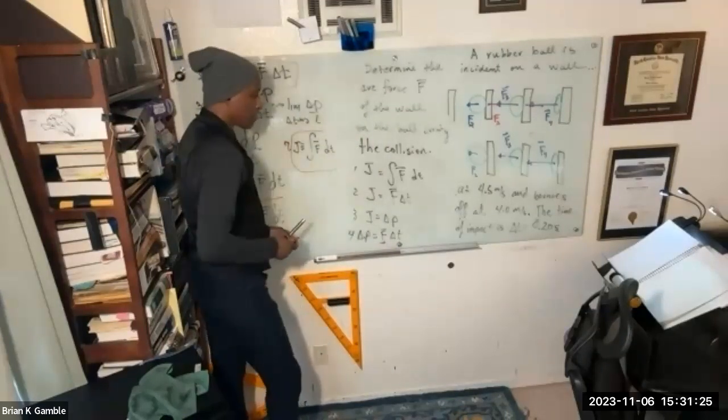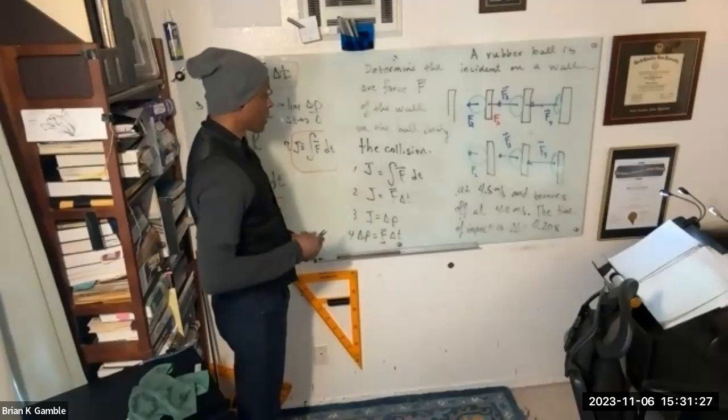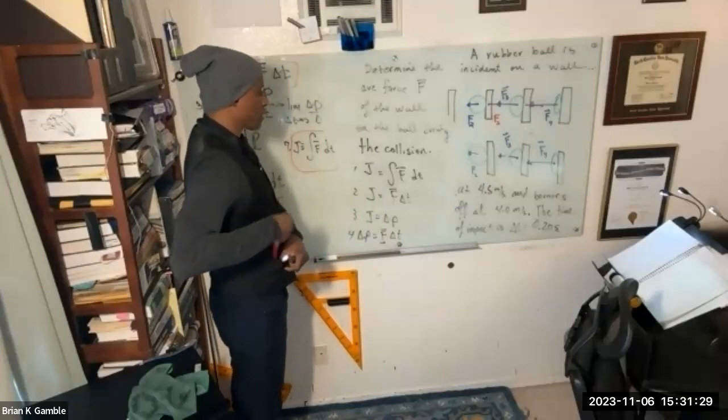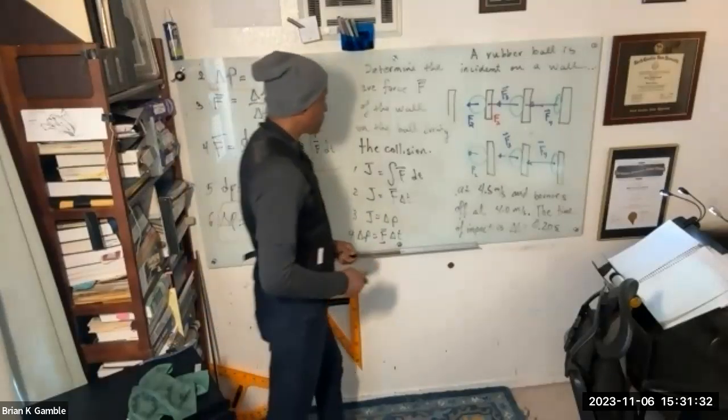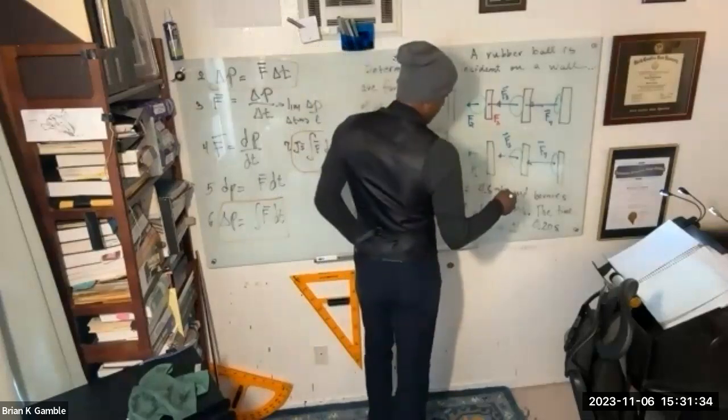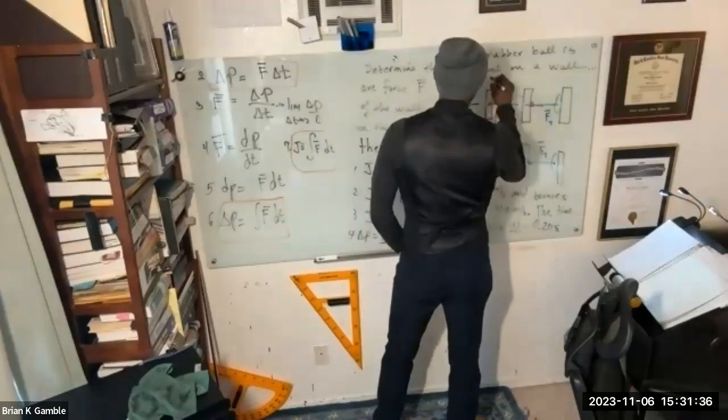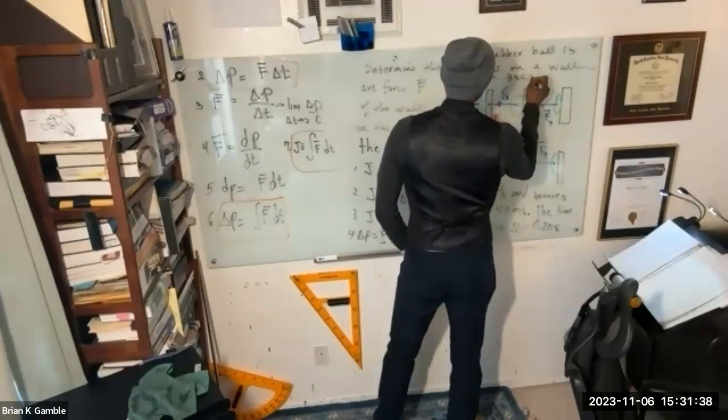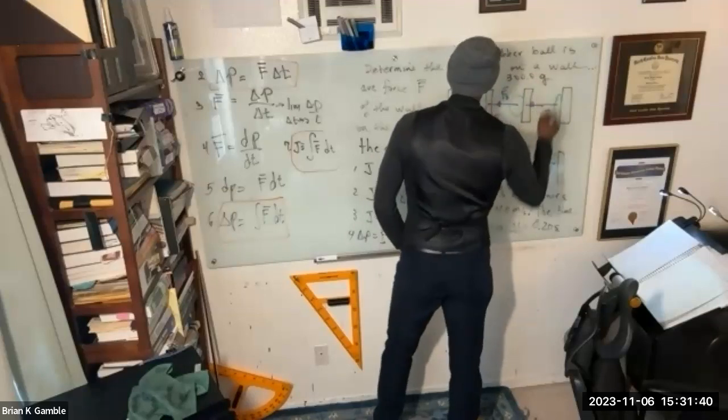Oh, I didn't give the mass of the ball. That's an unknown as well, so I need to do that. Let's say the mass is equal to 300 grams. I think I measured that before. So we'll say m is equal to 300.0 grams.